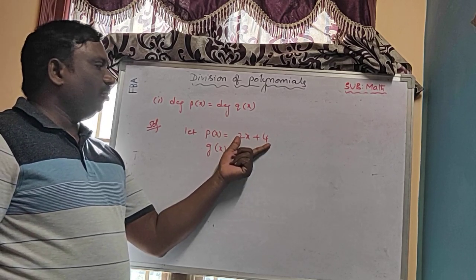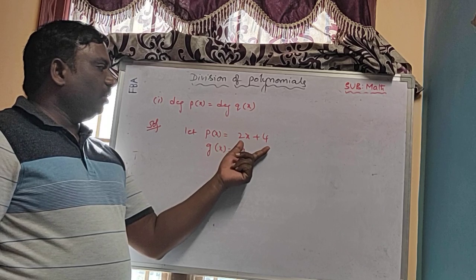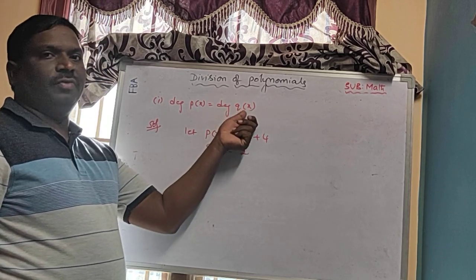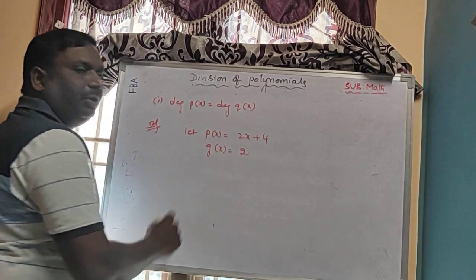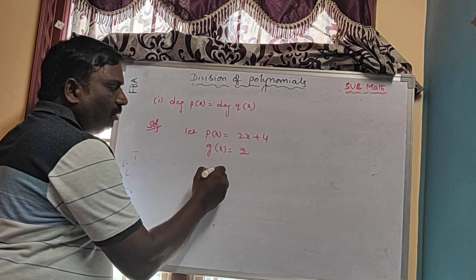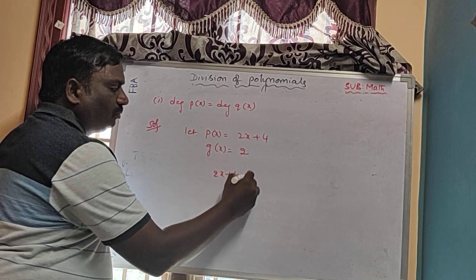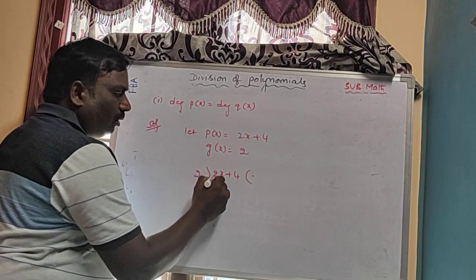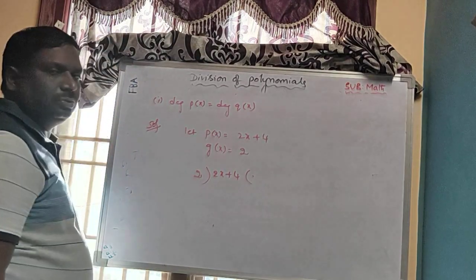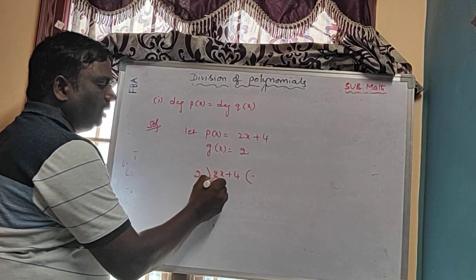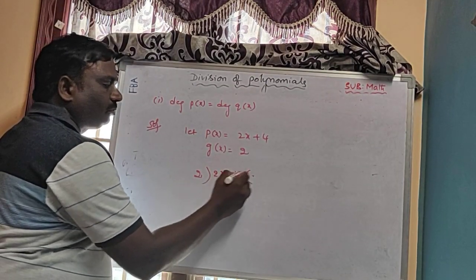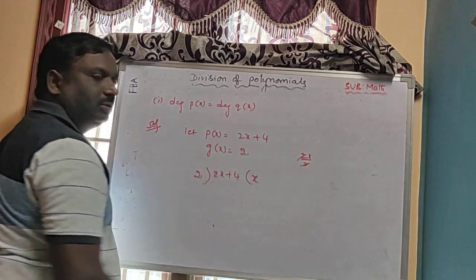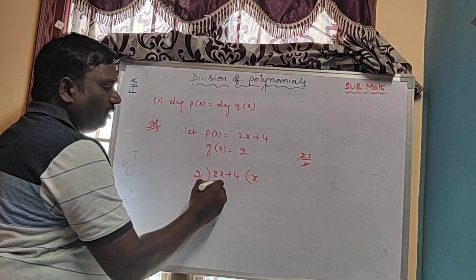So what is the degree of p of x? 1. What is the degree of that after taking the common 2? That is also 1. That is q of x. See here, p of x, by using the division algorithm they are saying. So p of x is 2x plus 4 divided with 2. Then 2x by 2, first 2x by 2 only, x.